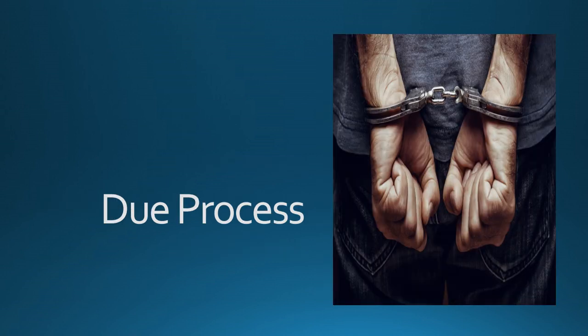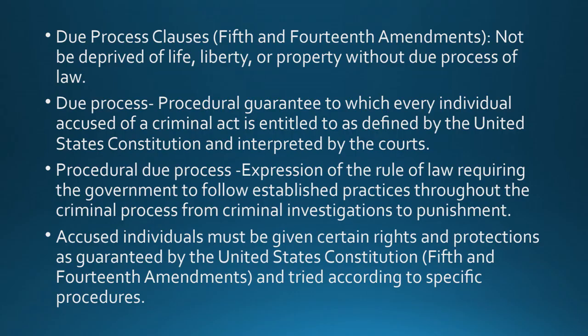Now, first, we're going to talk about where the notion of a criminal offender having constitutional rights comes from, and that's due process. Now, due process is guaranteed in two clauses, in the Fifth Amendment and the 14th Amendment, that no citizen shall be deprived of life, liberty, or property without due process of law. Now, what does that mean?